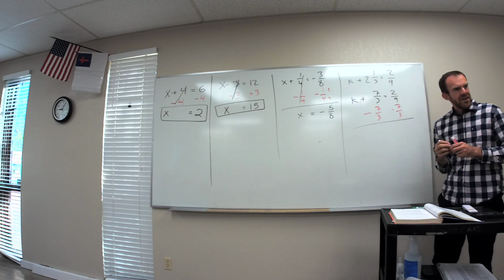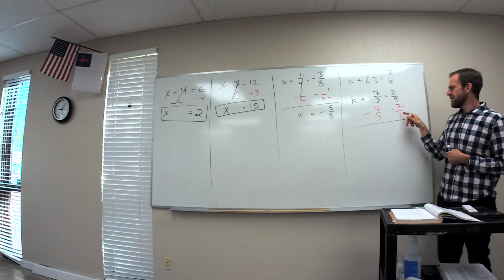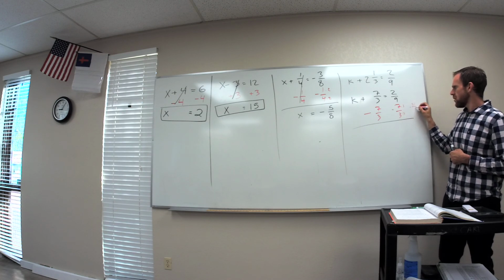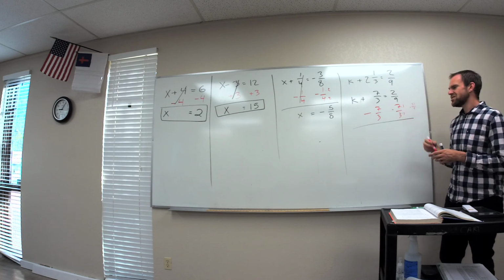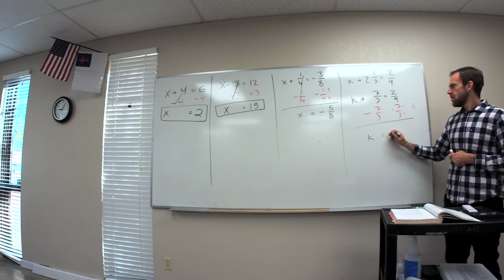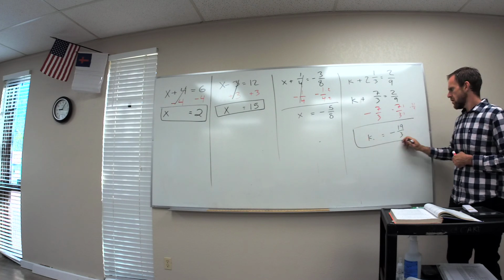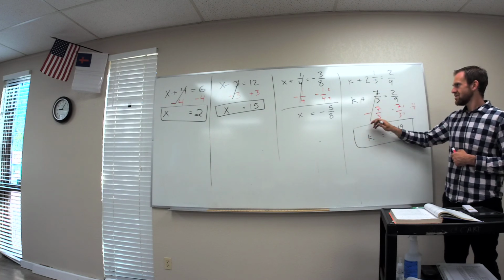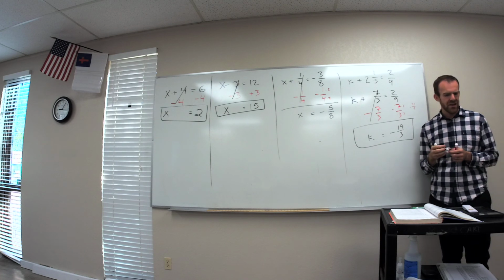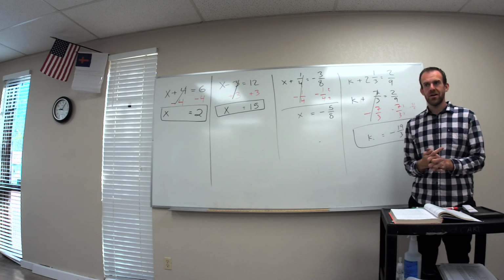So again, I need a common denominator. So I'm going to multiply the top and bottom of this by 3. So that's negative 21 ninths. What's 2 minus 21? Negative 19. Negative 19 thirds. These cancel. 2 minus 21 is negative 19. And that's your lesson. You may now begin on your homework again.